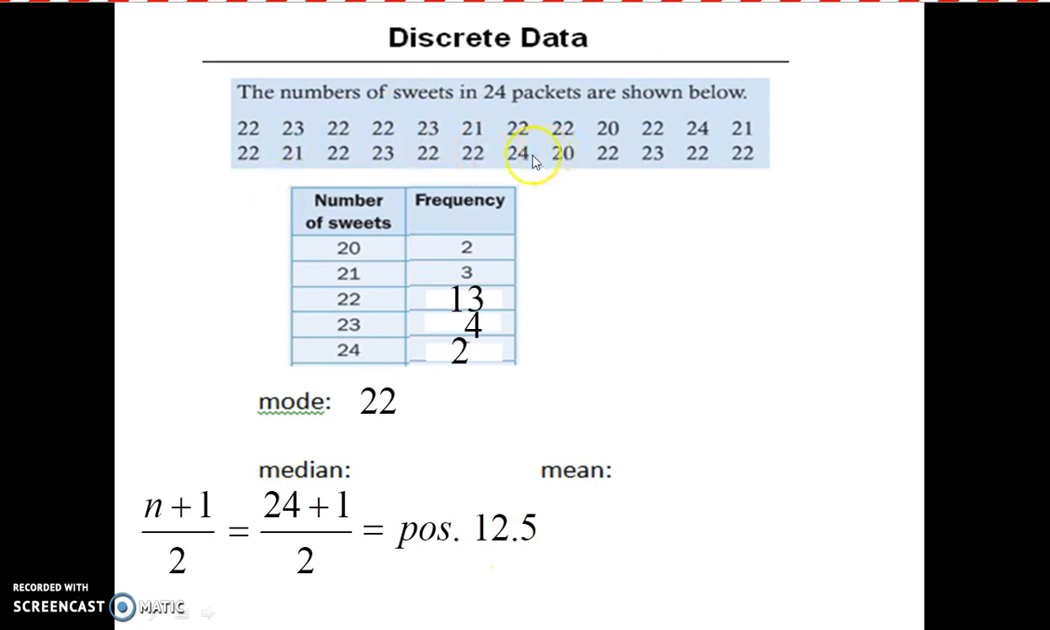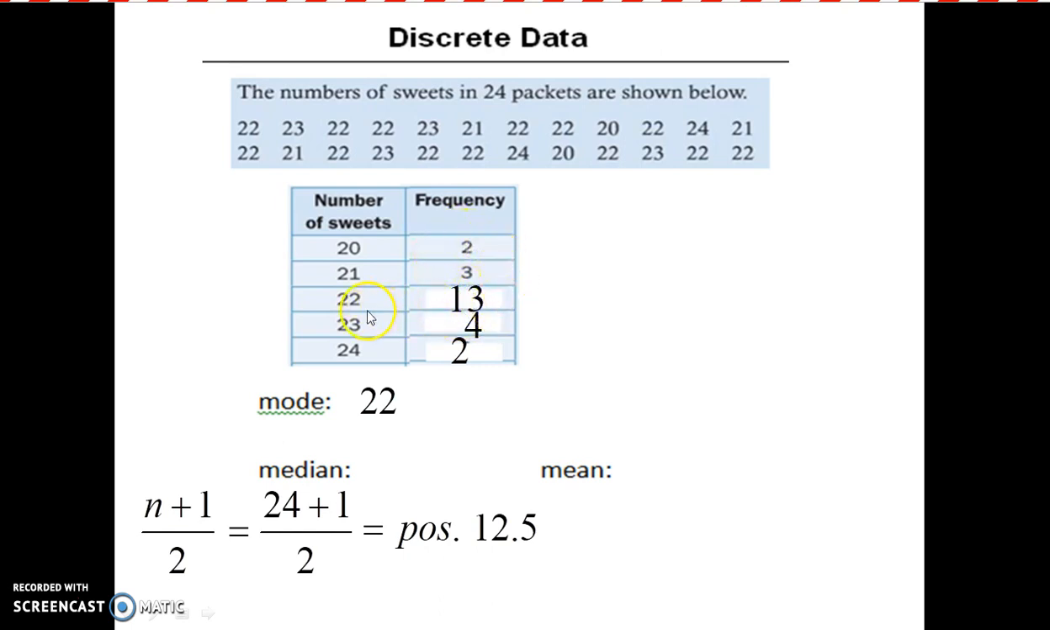Well, the data is not sorted, so we can't just count 12.5 into that list. And also, we don't need to write them in order. We can just look at the frequency table because these are already in order. So if you look at this, we have 20 occurring twice. And then when we go down, we have 3 21s. So now the total is 5. And then if you go to 22, the total of all those is 5 plus 13, which is 18.